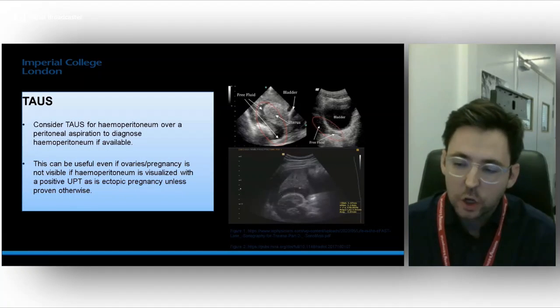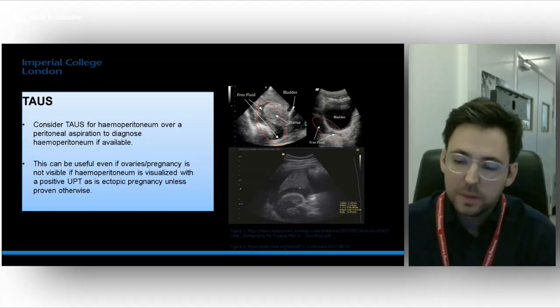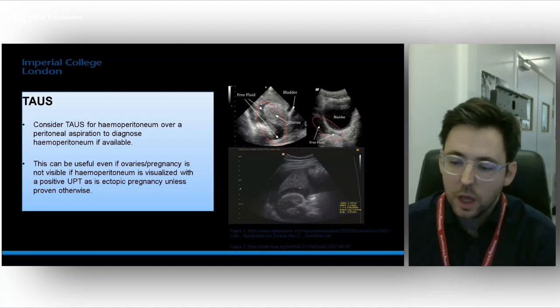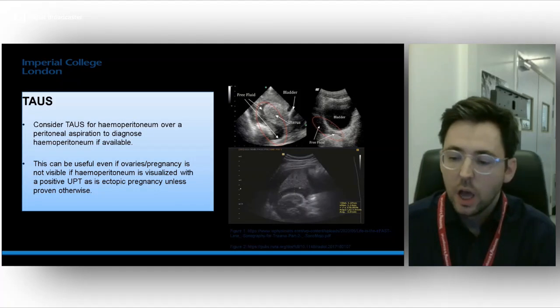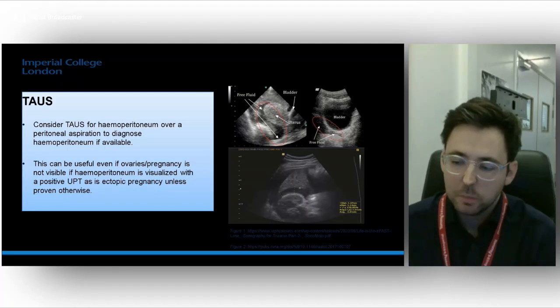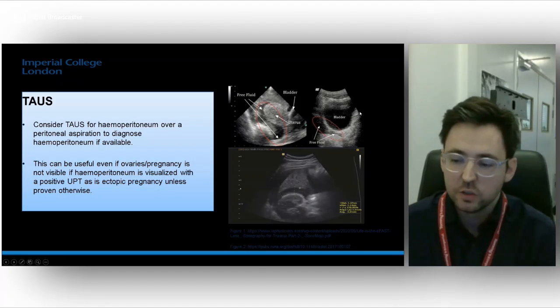Even if pregnancies cannot be visualized, it can be useful to look for free fluid and hemoperitoneum on transabdominal ultrasound. It can be seen either in front of the uterus, between the bladder and uterus, or between the rectum and uterus, or in severe rupture, high between the liver edge and the kidney in Morrison's pouch. If this is seen, it may prevent unnecessary paracentesis or culdocentesis, and an ectopic must be the diagnosis with a positive urine test in this situation until proven otherwise.